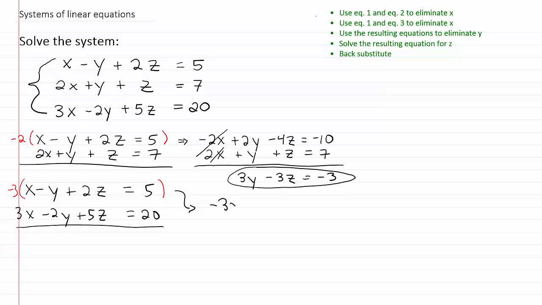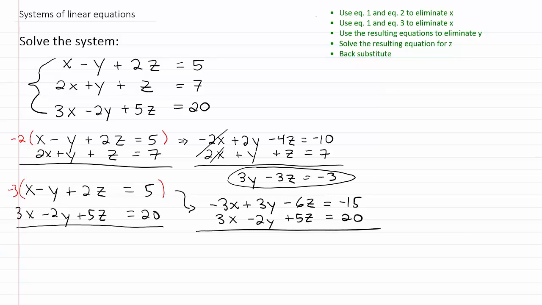Okay, so let's write the answer to this over here. So it'll be minus 3x plus 3y minus 6z is equal to -15. And to that we'll add equation 3, which is just 3x minus 2y plus 5z is equal to 20. So here the x's will cancel out. We'll end up with positive 1y, then minus 1z is equal to positive 5. All right, so here we have a second equation.